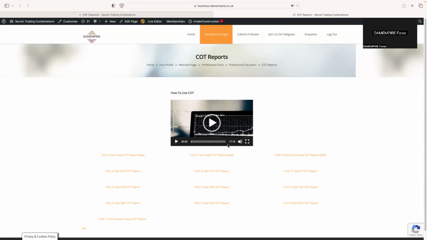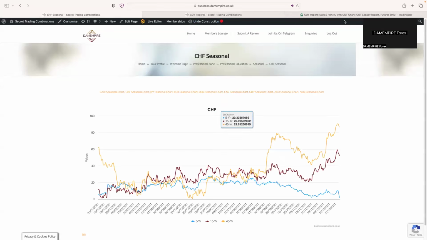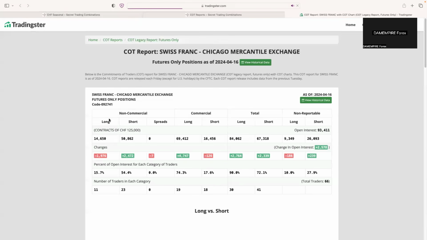So let me show you what the COT report looks like. Let's go straight into it. We've got the COT report, and let's just pick an asset. Let's look at CHF. I've already looked into CHF today, so let's go right here. On the COT report for CHF, you have the non-commercials, commercials, and non-reportables. Now, I don't look at non-commercials, neither do I look at non-reportables.